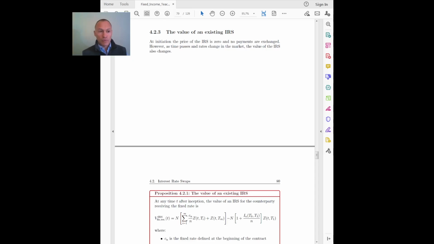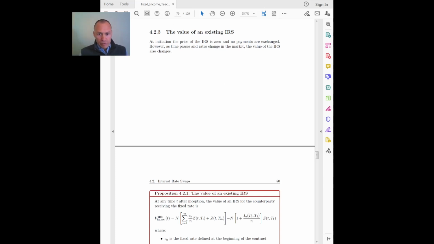Now let's see how we can price an interest rate swap. We will take the same approach as for forward rate agreements, namely we will start from the end and then come back to the beginning, and that is, we will see how we can value a swap that already exists, and then use that result to determine the initial rate that we should set on a swap when we create the swap for the first time, right?